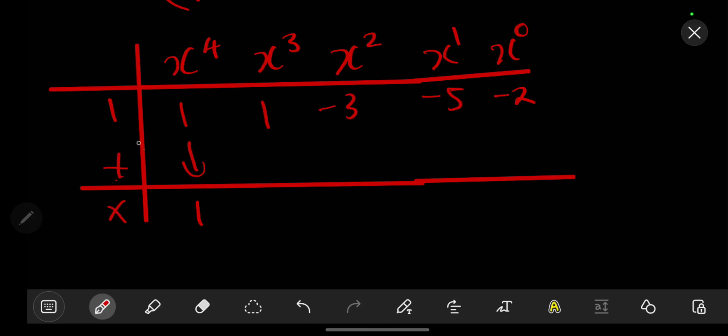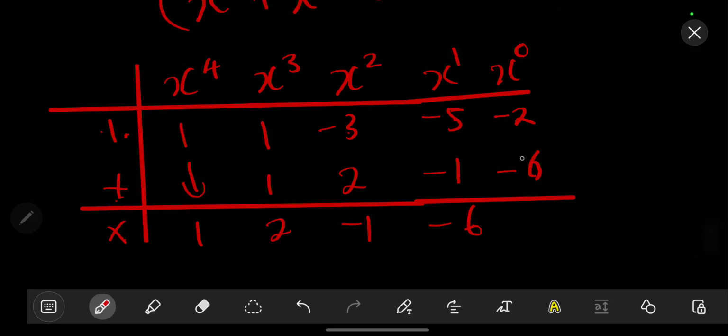So multiply, add. 1 times 1 is 1. 1 plus 1 is 2. 1 times 2 is 2. Negative 3 plus 2 is going to give us negative 1. 1 times negative 1 is negative 1. This plus negative 1 is negative 6. 1 times this is going to give us a value of negative 6, like that. Then negative 2 minus this will give us negative 8.